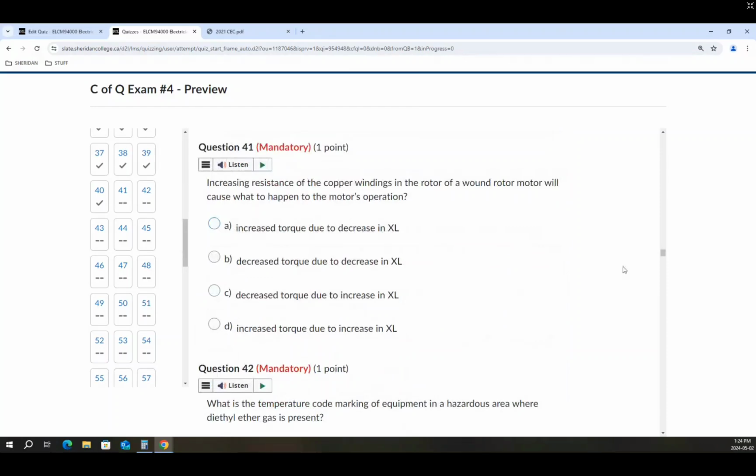Question 41. Increasing resistance of the copper windings in the rotor of a wound rotor motor will cause what to happen to the motor's operation? Decreased torque due to the decrease in the inductive reactance, XL being inductive reactance.